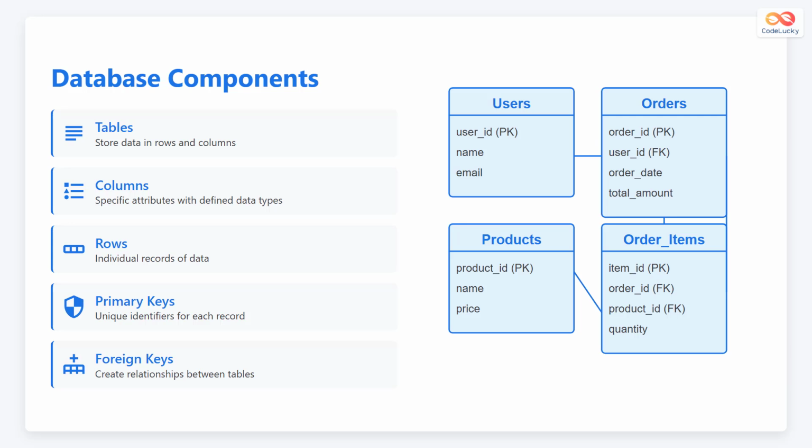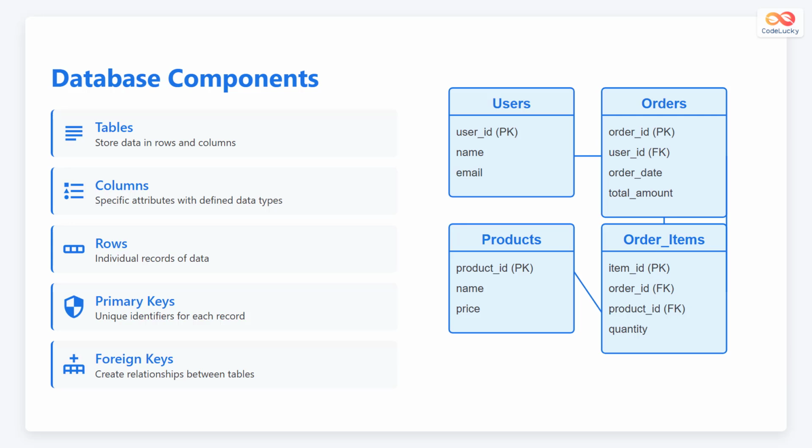On the right, you can see an example of a database schema. The users table contains columns such as user ID, name, and email. The orders table has columns like order ID, user ID, order date, and total amount. The products table includes product ID, name, and price. Lastly, the order items table consists of item ID, order ID, product ID, and quantity.